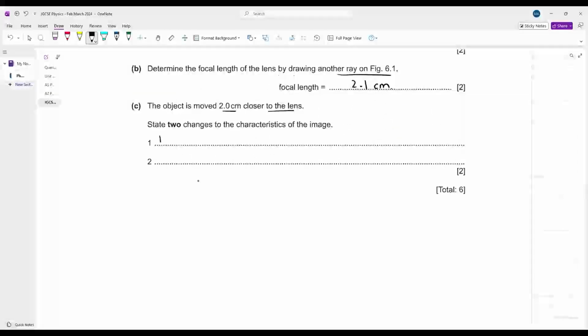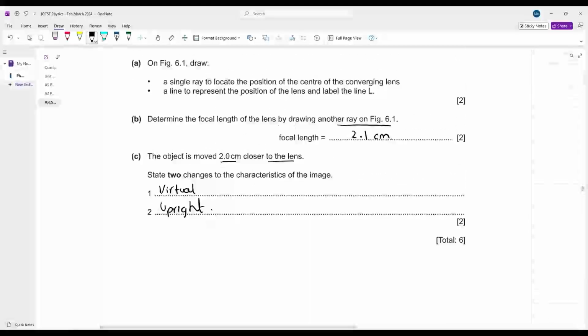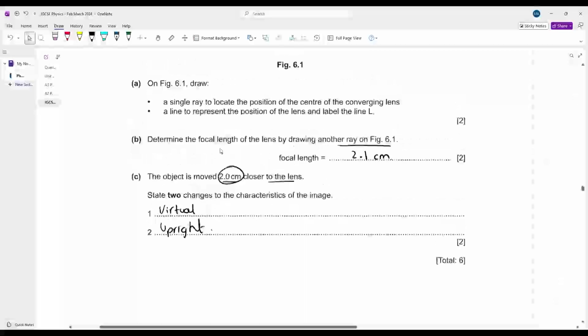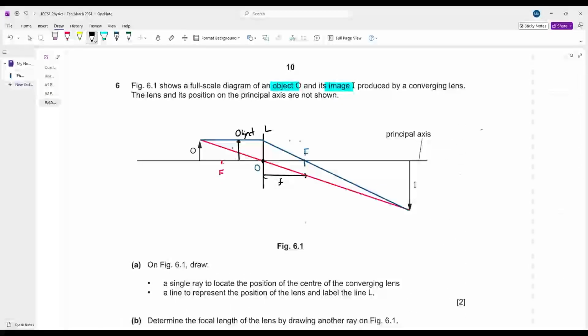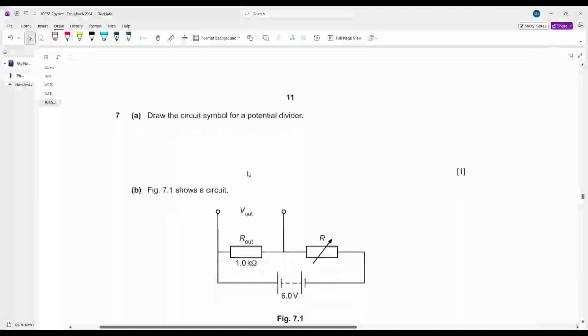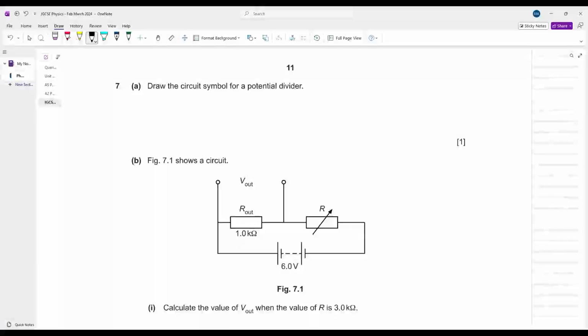You have a virtual and upright image. बेटा जब भी आपका, देखो वापस सुन लो, अगर आपने ऑब्जेक्ट को 2 सेंटीमीटर क्लोजर मूव किया टू द लेंस, द ऑब्जेक्ट विल कम इन बिटवीन द ऑप्टिकल सेंटर एंड द फोकल पॉइंट. If your object is between the optical center and the focal point, your image will be virtual and upright. Simple. आगे बढ़ते हैं. अच्छा जी, draw the circuit symbol for a potential divider.